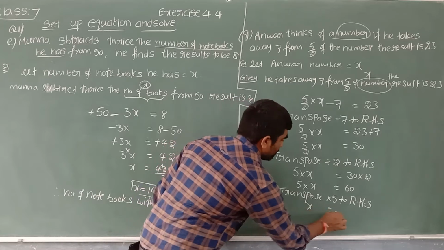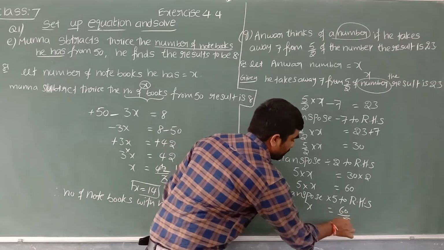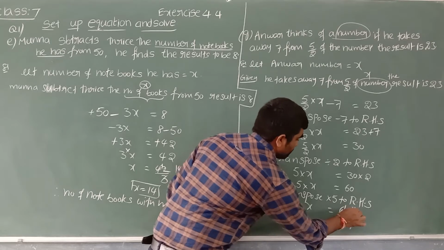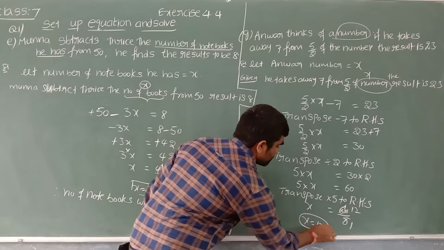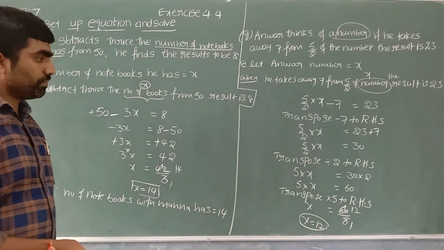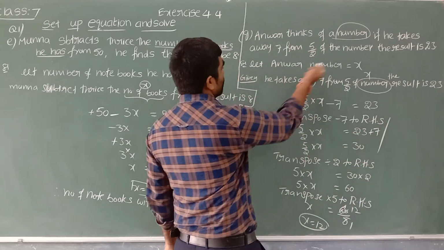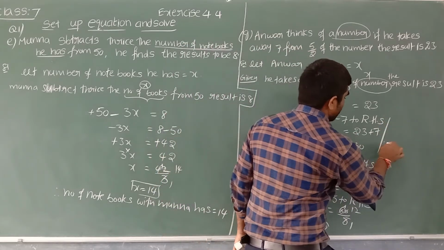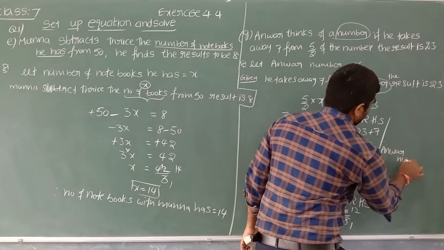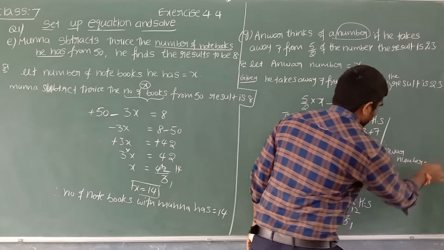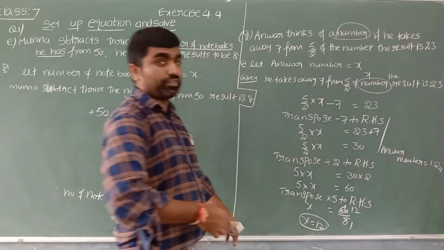x is equal to 60 by 5. 5 ones are 5, 1 left, 5 2s are 10, 5 12s are 60. x is equal to 12. Yes, we got the unknown value by using the method of transposing. What does x mean actually? We took an unknown number. So we write, therefore, the unknown number is equal to how much? We took the number as 12. Hope it is clear for everyone.